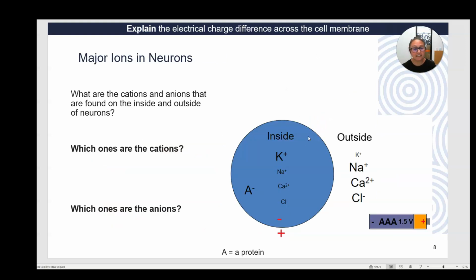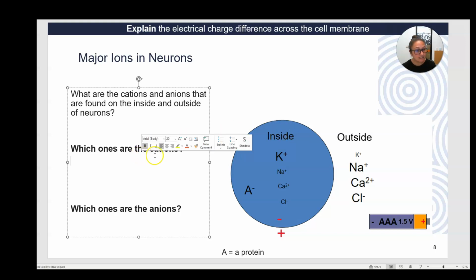So let's have a look and see inside versus outside of our neuron. Look at this. Let's have a look at inside our neuron. We've got potassium, sodium, calcium, chloride, and this thing called A. Now this thing called A just represents proteins that have a negative charge. So which ones are the cations inside our neuron? Okay, so cations, remember, are positively charged.